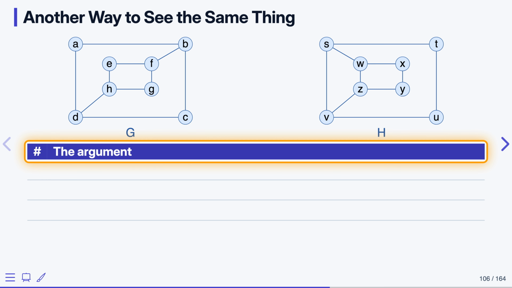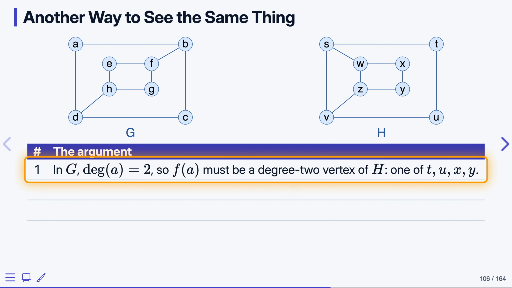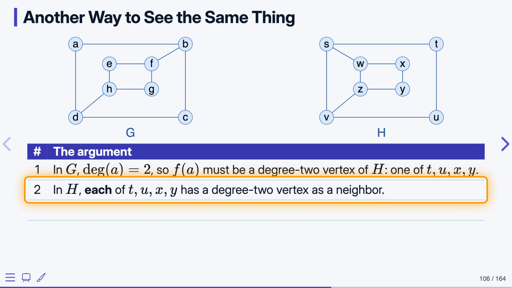There is a second way to reach the same verdict, and it is worth seeing. Step 1. In G, the vertex A has degree 2. An isomorphism must send it to a vertex of degree 2. The degree 2 vertices of H are T, U, X, and Y, so it must land on one of those 4.